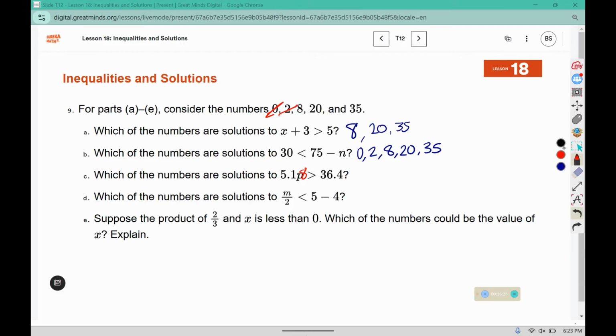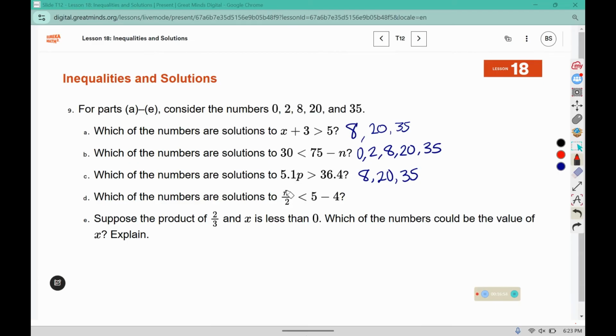We can start to use some number sense to evaluate these expressions, rather than checking every single possible solution. If I continue to make P bigger, 5 times 20, that's going to continue to get bigger. So that would mean 20 and 35 would also be solutions, because the larger I make this side, it's going to still be bigger than 36.